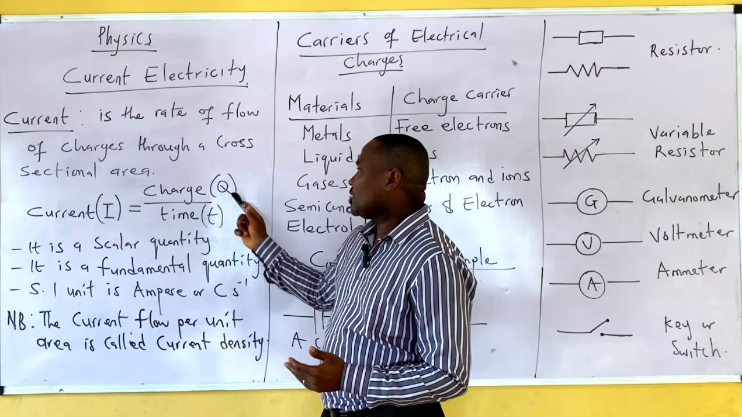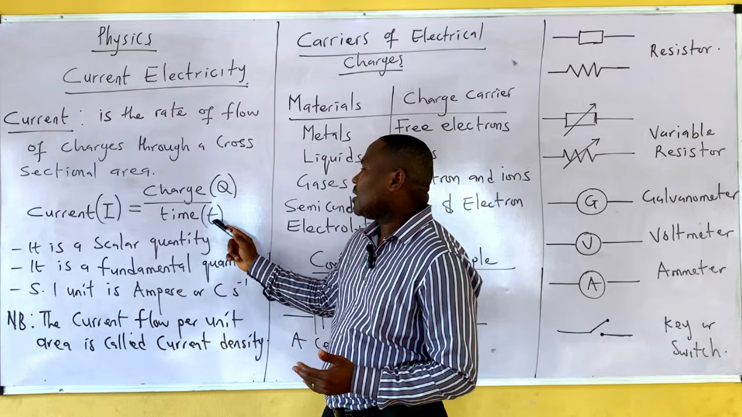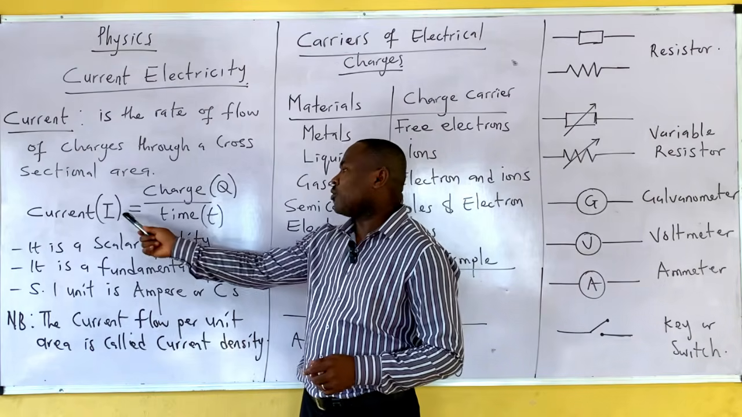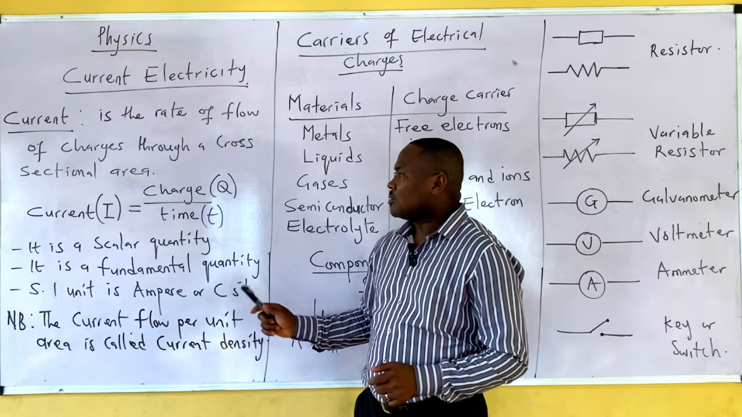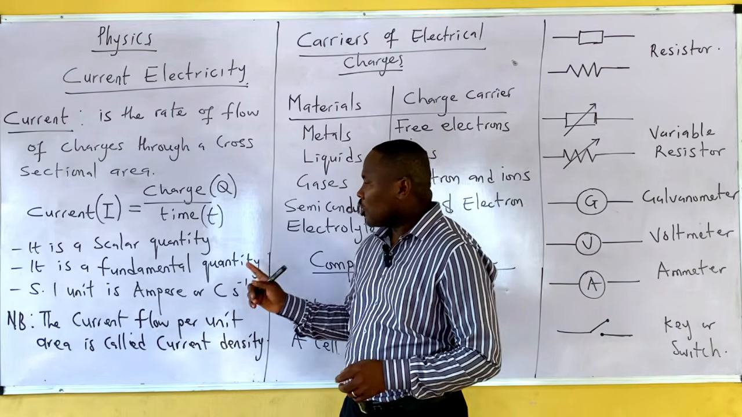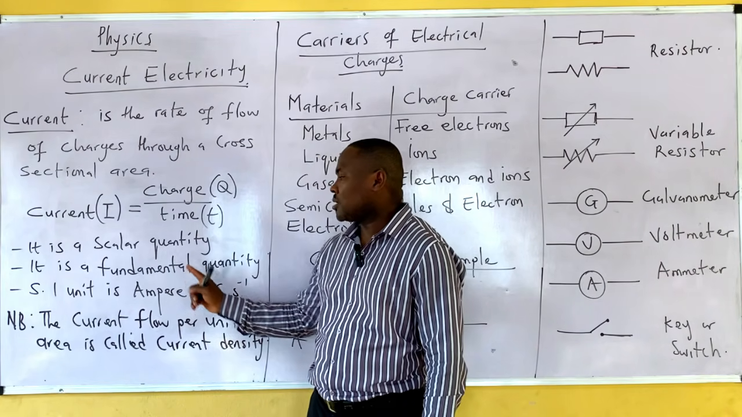Now remember that charge is measured in coulombs. The symbol for charge is coulombs, while that of time is seconds. So it means that the SI unit for current can be ampere or coulombs per second. Now take note, current is a fundamental quantity and current also is a scalar quantity. Take note of these two pieces of information, very important.